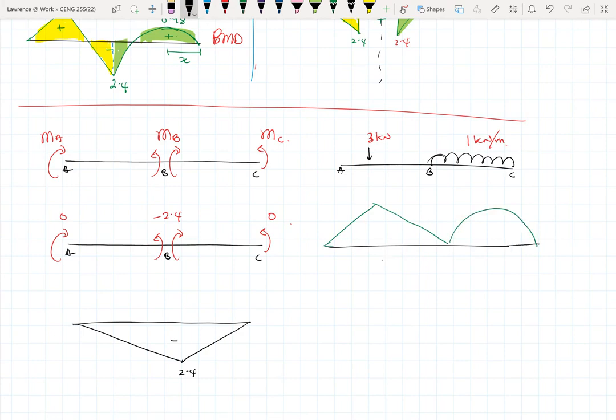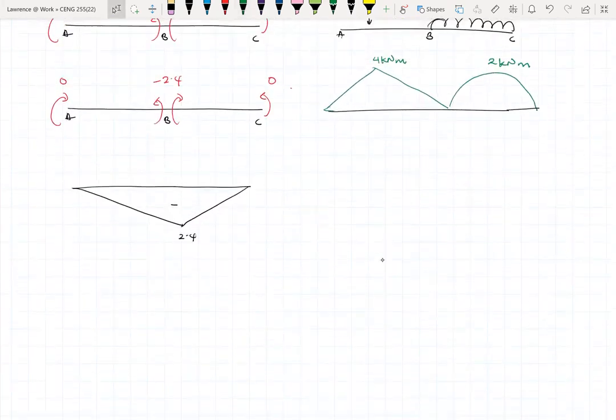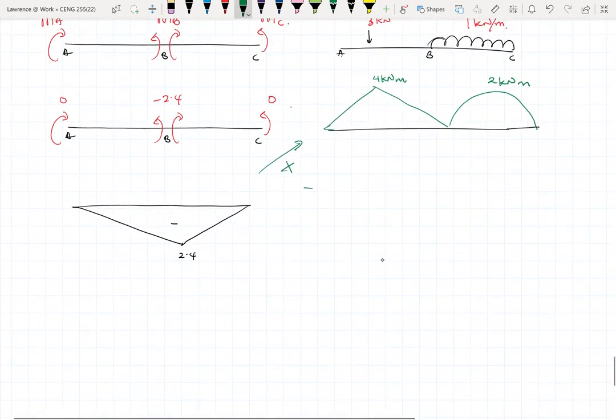If you remember from the initial computations, we had here 4 kilonewton meter, and then we have 2 kilonewton meter. So we can actually superimpose these two. So we can add these two together, and then we'll get, once we add, then it will be equal to.